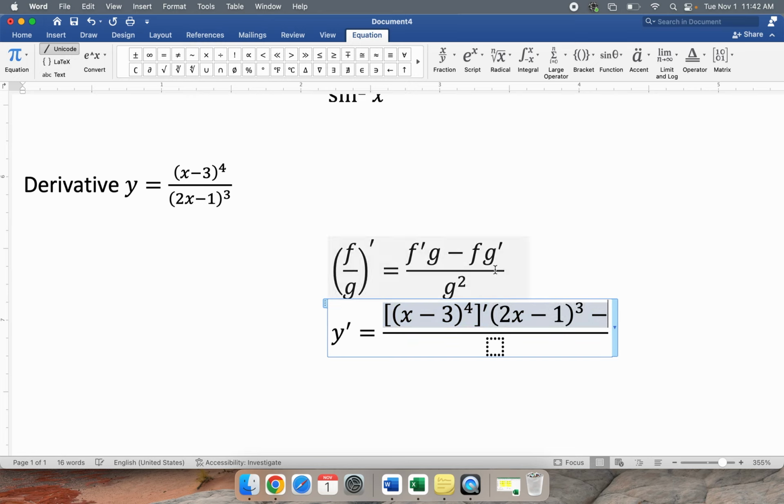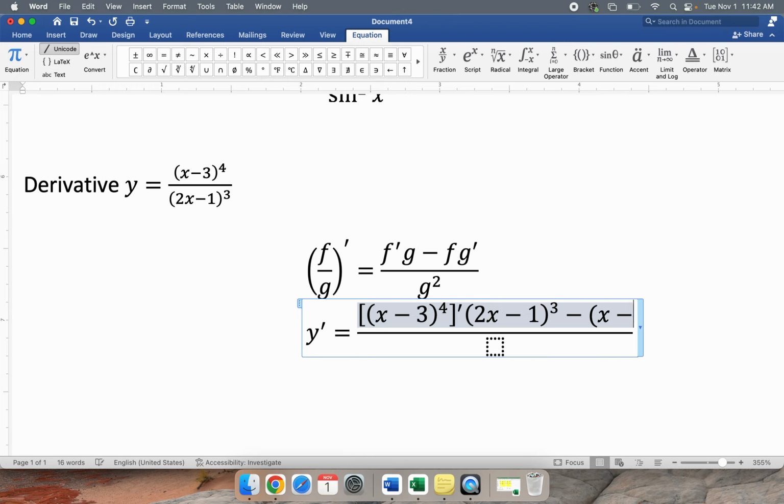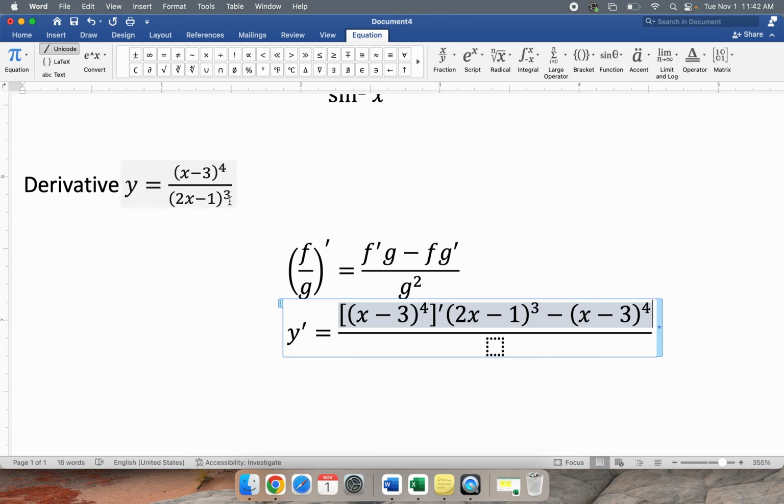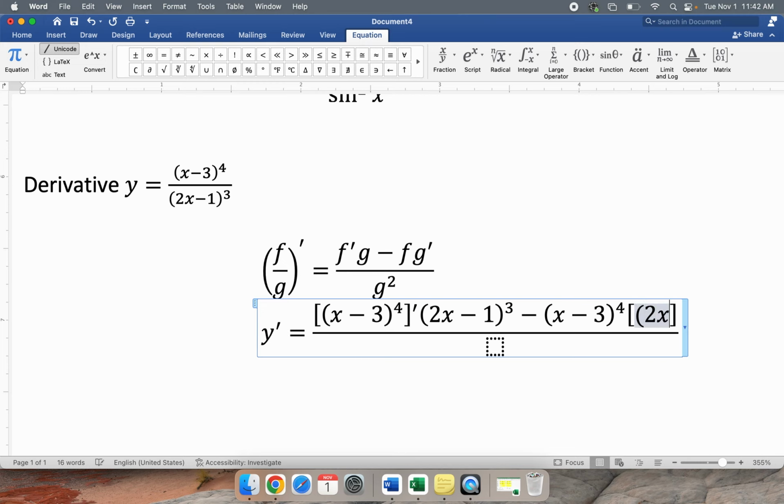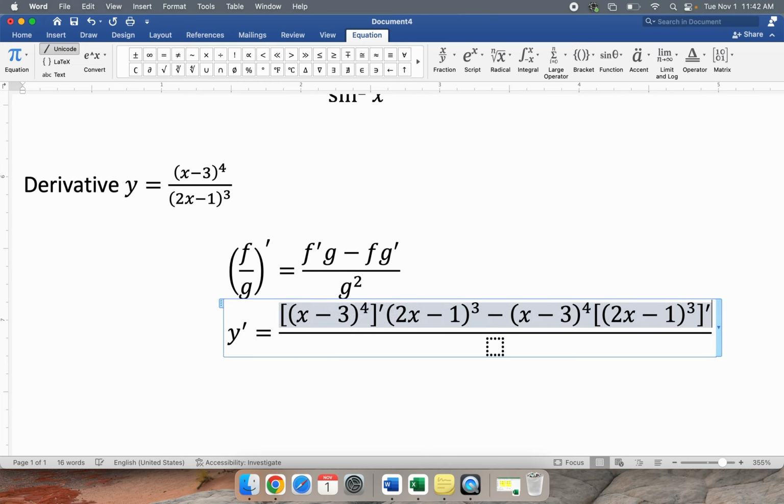And then minus, okay, f, that's the top function left alone, so that's x minus 3 to the 4th, times the derivative of the bottom function. And again, I'm just going to write that bottom function in brackets and put a prime on it to remind myself to find the derivative of that function in the next line, all over g squared. So if I take the denominator and square it, well, that 2x minus 1 is already being raised to the 3rd. So if you raise it to the second power, those exponents will multiply. 2 times 3 is going to give you 6. So you have 2x minus 1 to the 6th power.